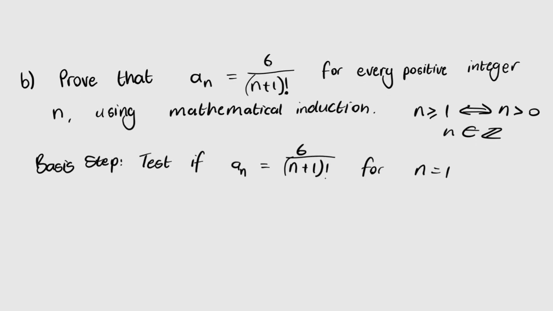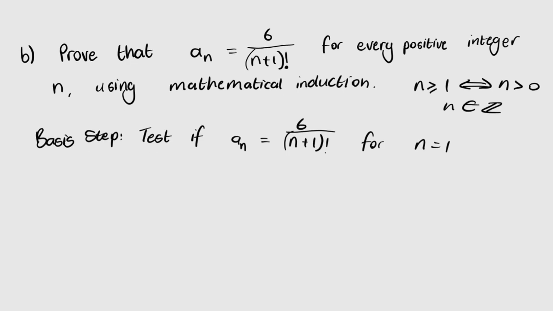Part B, prove that an is equal to 6 over (n plus 1) factorial for every positive integer n using mathematical induction. So firstly, what I want you to see is, they say every positive integer. That's very important to take note of. So that's greater than or equal to 1, which is the same as saying greater than 0 for any n, an element of the integers. So we obviously start with a basis step as usual.